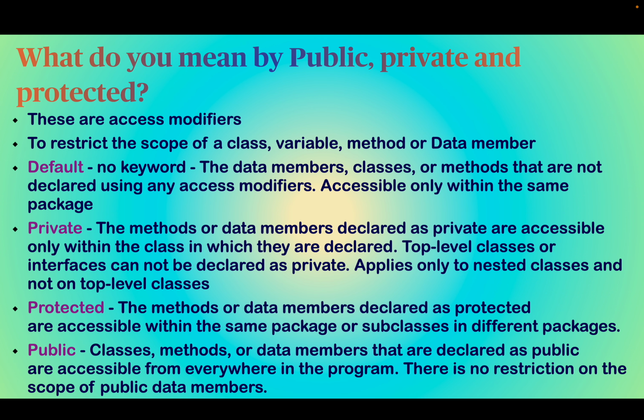Next is protected. The methods or data members declared as protected are accessible within the same package or by subclasses in a different package. Even if the subclass is in a different package, it will be able to access the methods or data members. Next, public. It has no restriction. The classes, methods or data members declared public are accessible from anywhere, different package or same package.